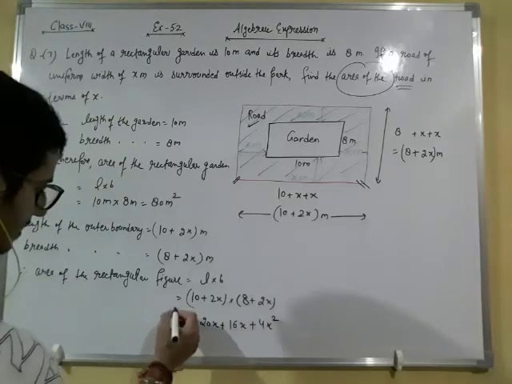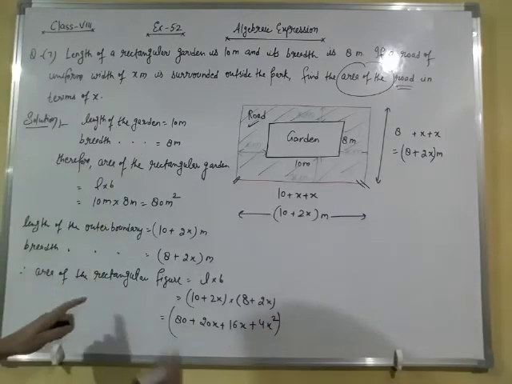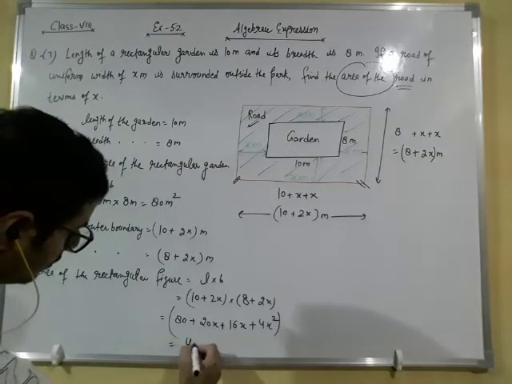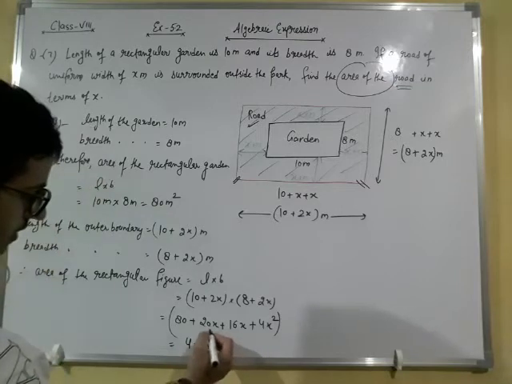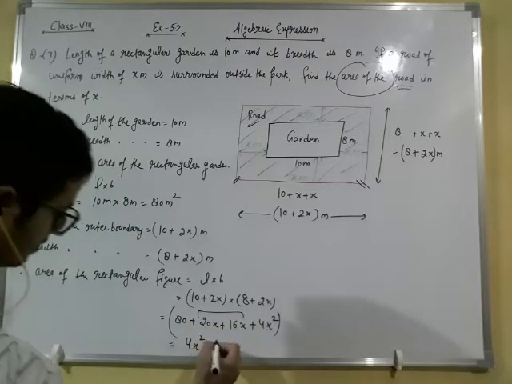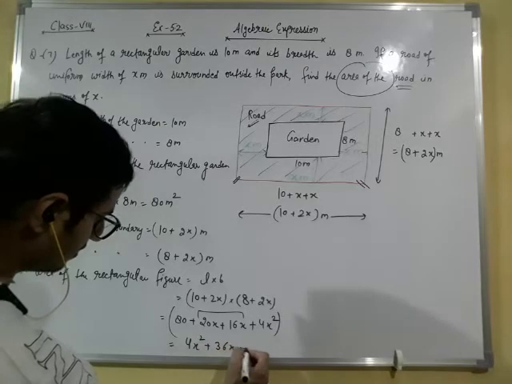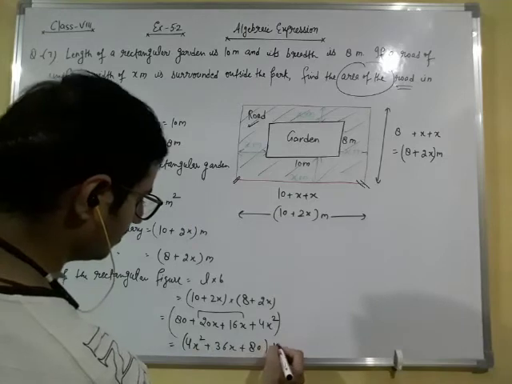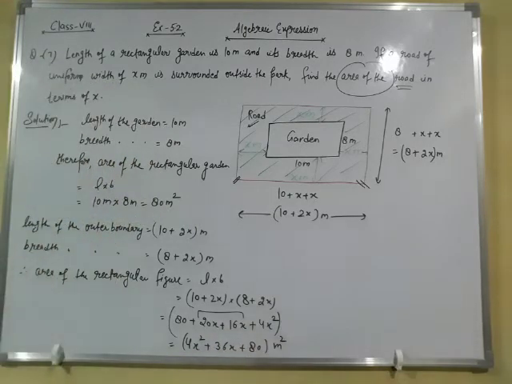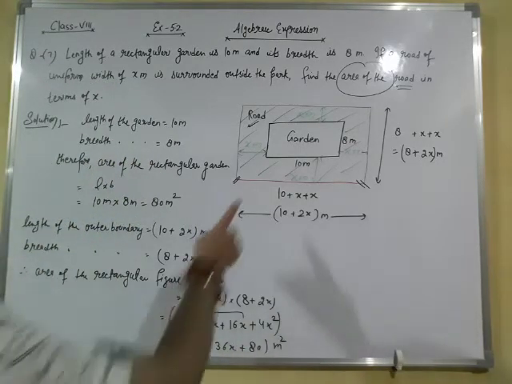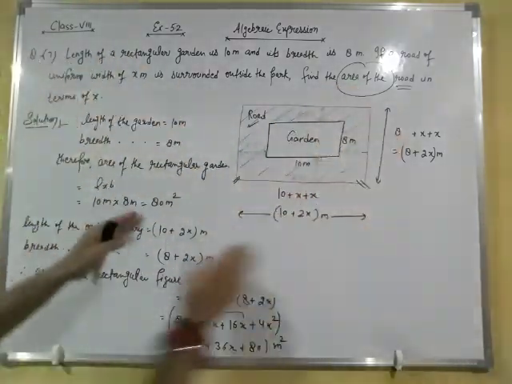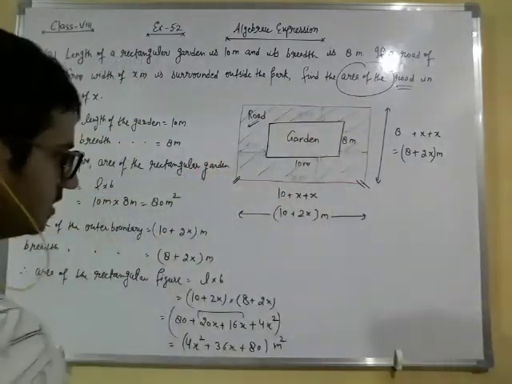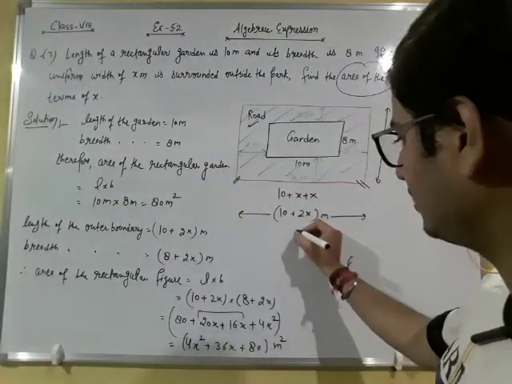This is the area of the composite figure, or we can write it as 4x square plus 20x plus 16x, 36x, plus 80 meter square. Now we have found the area of the garden as well as the area of the composite figure, but in our question we have to find the area of the road. So here we will find the area of the road.